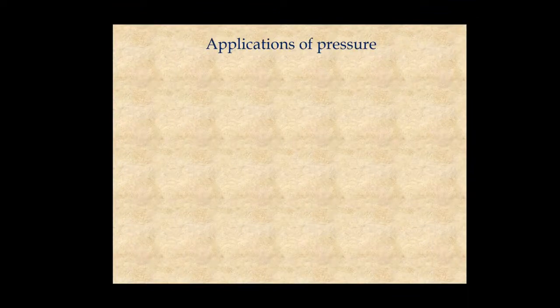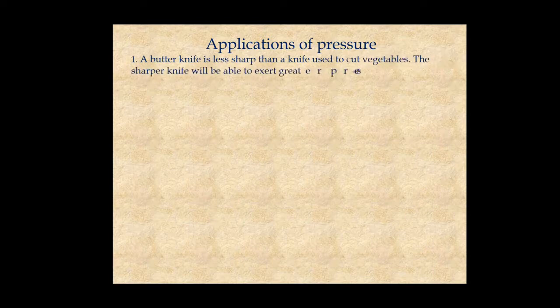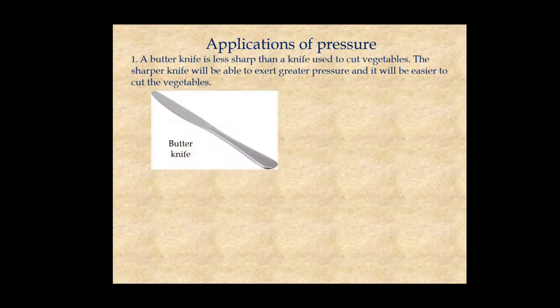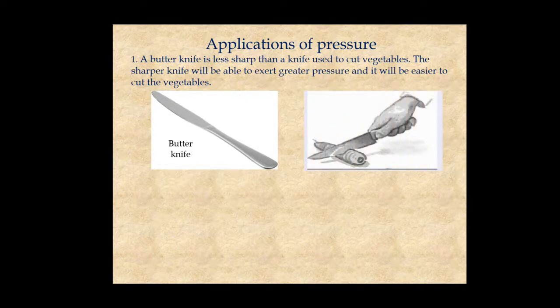Now look at the applications of pressure. Number 1, a butter knife is less sharp than a knife used to cut vegetables. The sharper knife will be able to exert greater pressure and it will be easier to cut the vegetables. Look at the picture. This is the butter knife and it is less sharp than this knife. This one is much sharper, and that's why we can easily cut the vegetables, because it will exert more pressure than the butter knife.